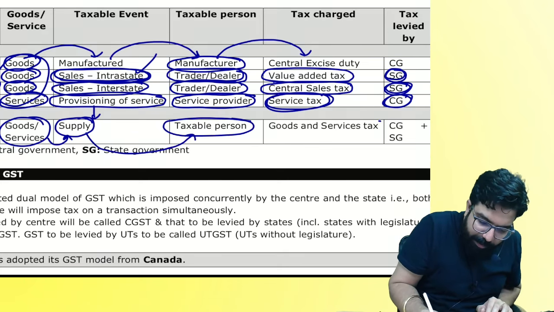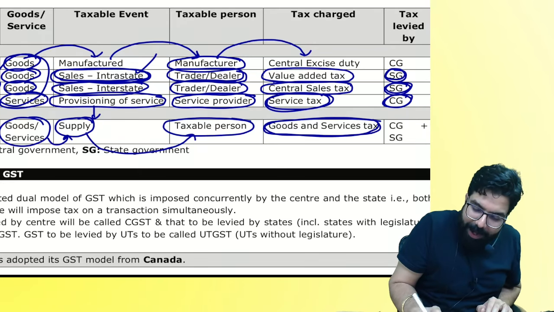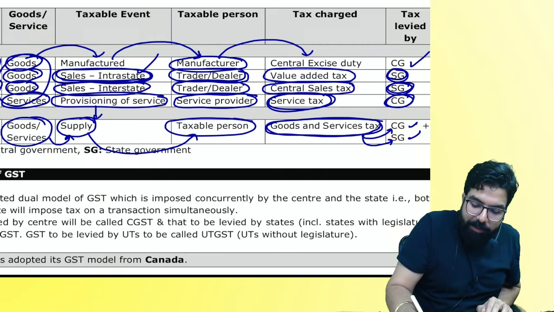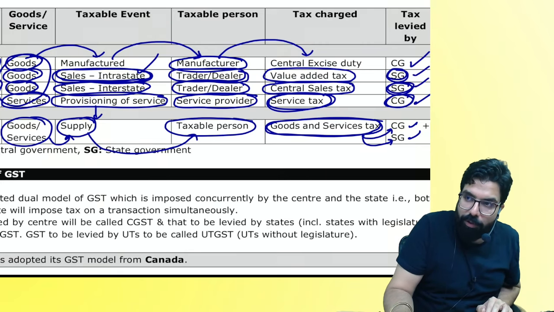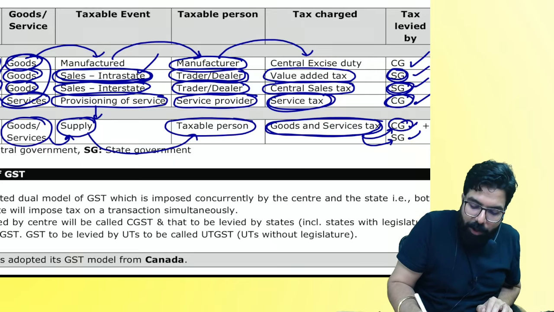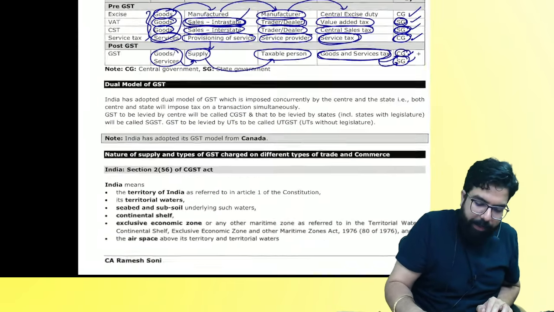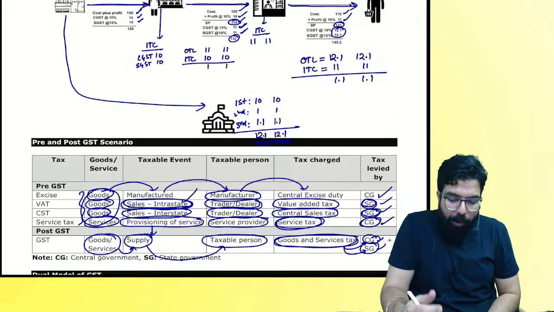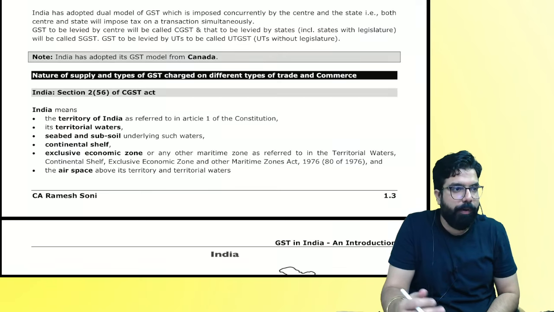What will the tax be? GST will be imposed and it will be paid to whom? Central government and state government, 50-50. Do you guys agree with me? Earlier, some things used to go to the center, some things used to go to the state. Now, both the governments will share 50-50. Are we all clear till here? Can I go ahead, everyone? People, all this I have already told you, I am just running through the textbook.